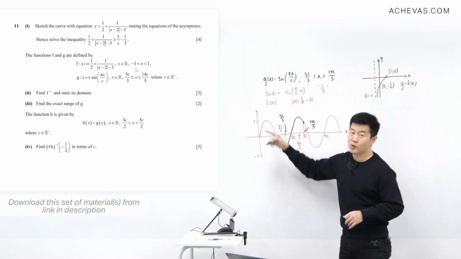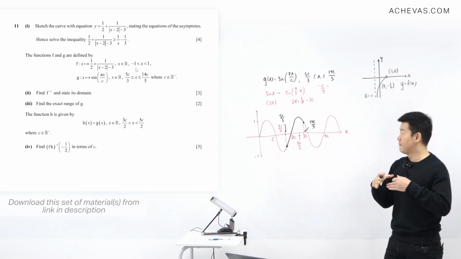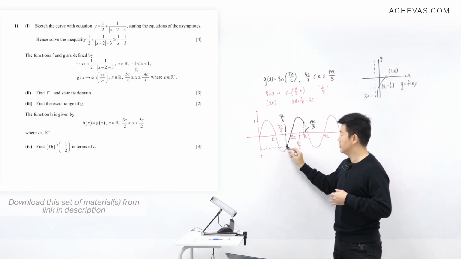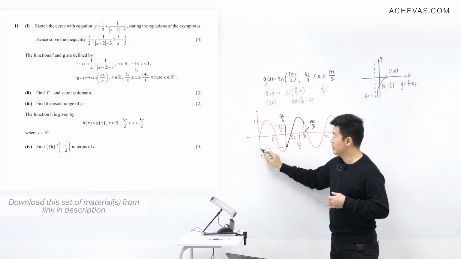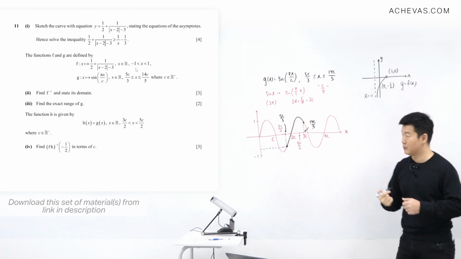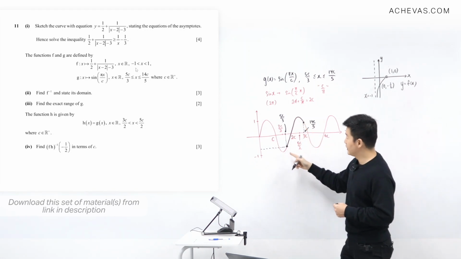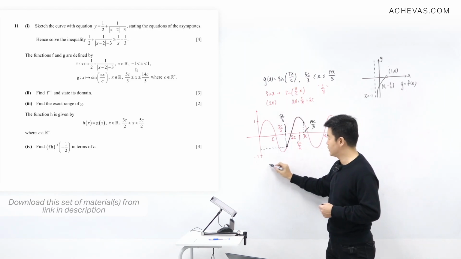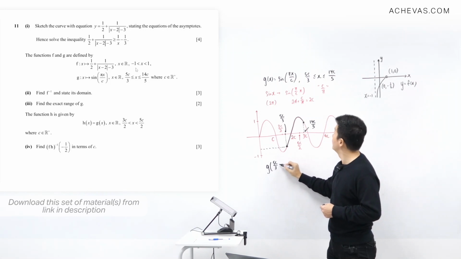So the maximum it will go is 1. This is fine. And the minimum, I need to find this number here, because the range is going to be from here all the way until 1. This is fine because this is not going to be affecting my range. So in order for me to find this, I'm going to substitute 5c over 3 into this. So let's try to find g of 5c over 3.